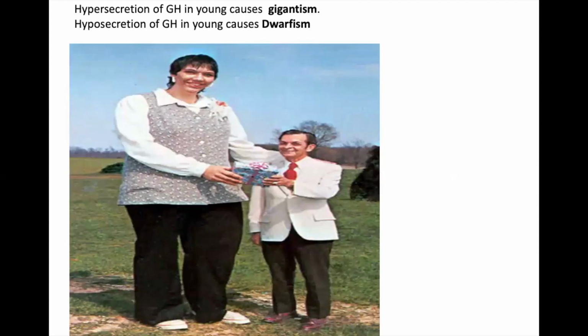Now the anterior pituitary gland releases growth hormone directly. We are not going for a stimulating hormone; it releases growth hormone directly into the blood. If the growth hormone level is more in the blood, it leads to gigantism. So the growth hormone should be in the required amount only. Hypersecretion, meaning more secretion of growth hormone, will lead to gigantism, and hyposecretion, meaning less secretion of growth hormone, will cause dwarfism.